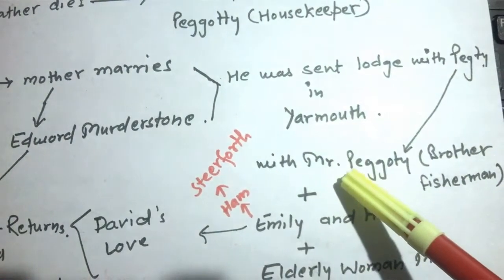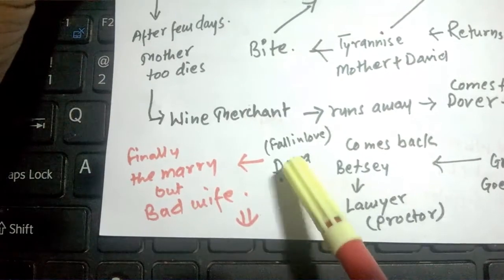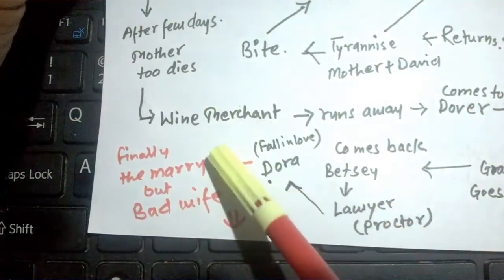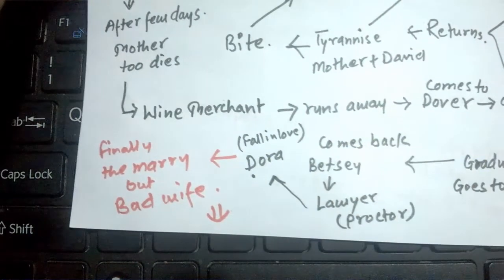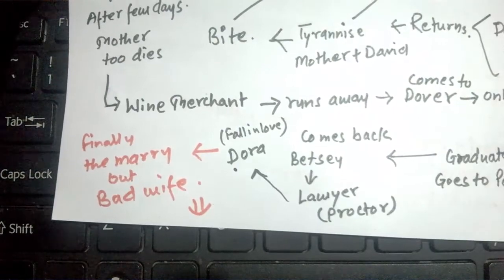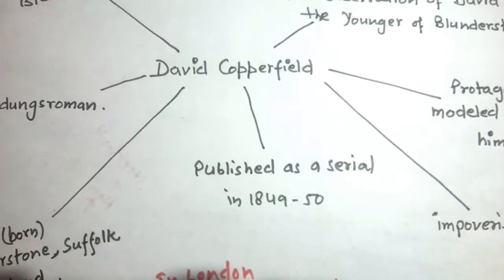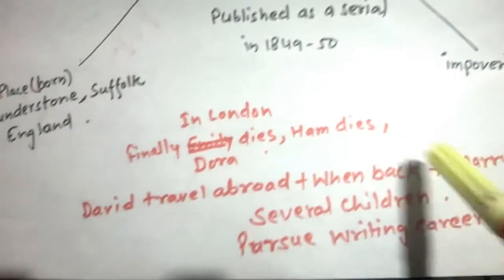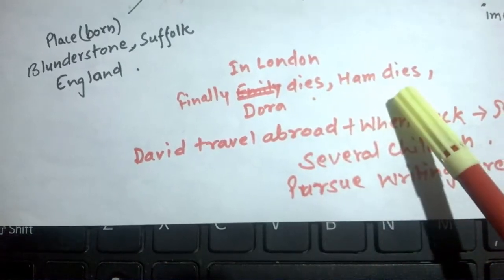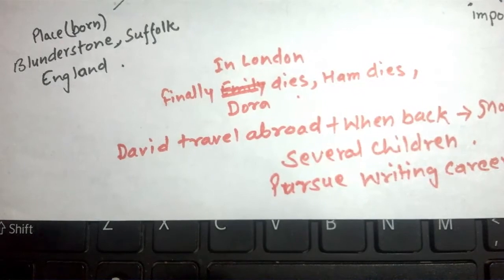And there is another character. Her name was Dora. He got married. Finally, he married, but again, bad luck. She proved to be a very bad wife. She didn't know any household chores. Now the story comes like this. Finally, what happens in London? Dora dies and Ham dies. You remember Ham, Emily's first husband.